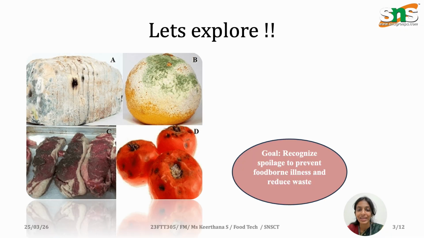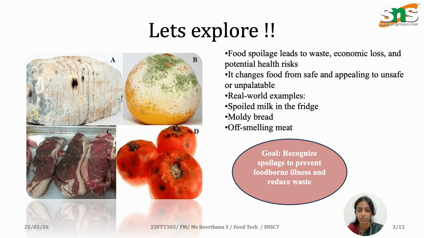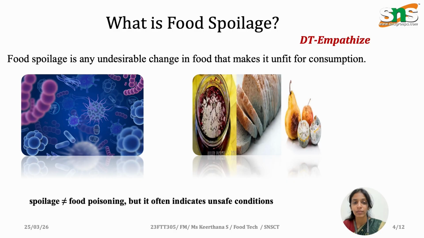Food spoilage in general is defined as any undesirable change in food that makes it unfit for consumption. An important concept: spoilage is not always equal to food poisoning, but it indicates that the conditions are favorable for microbial growth, which can lead to food safety risks. So spoilage is like an early warning system. As we discussed before, it is an undesirable or unacceptable change that is not likable by the consumers.